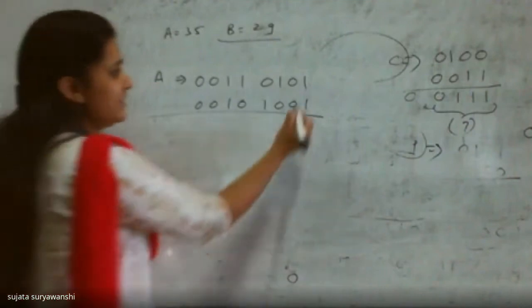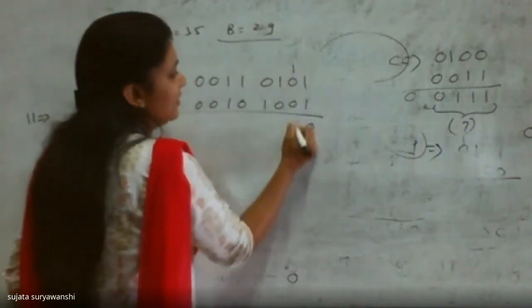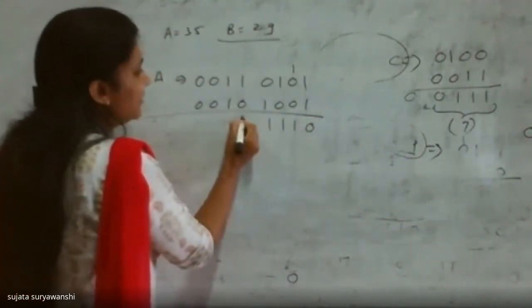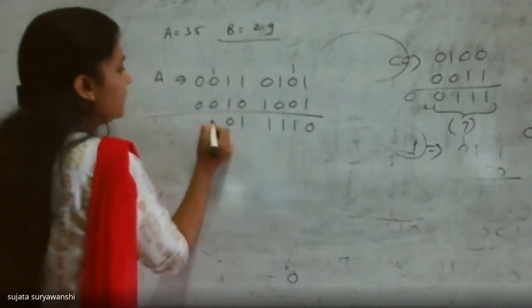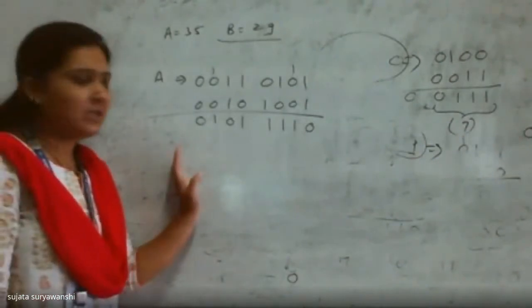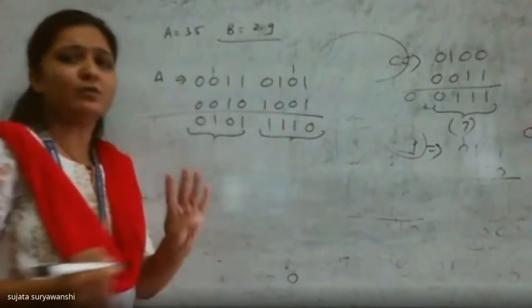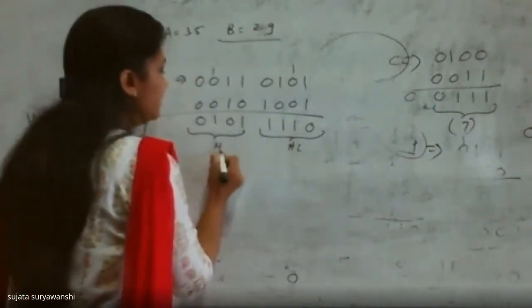Okay. Then we'll just use the arithmetic rules. 1 plus 1, 0, carry 1. 1 plus 0, 1. 1 plus 0, 1. 1 plus 1, 0, carry 1. 1 and 0. Now, here in the result, the total number of nibbles is 2. Nibbles means what? Group of 4-bit binary. So this is nibble 1 and this is nibble 2.